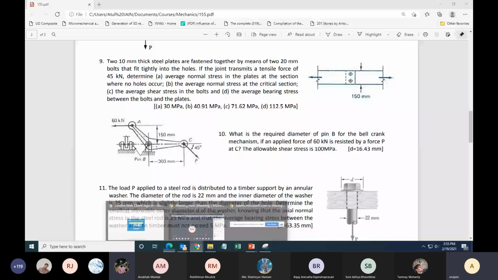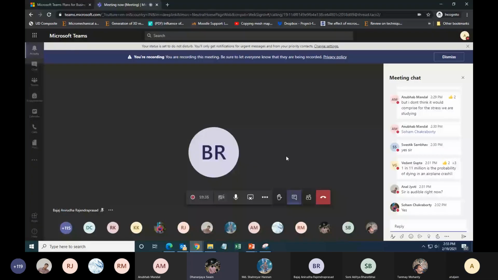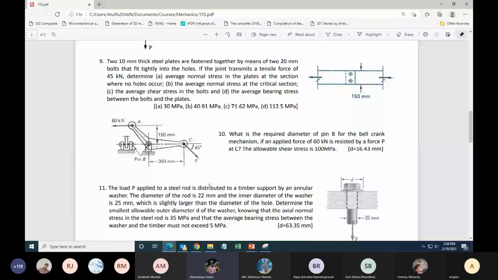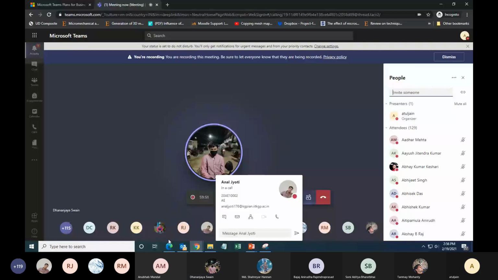Sir, in ninth number, what is meant by shear stress on the bolt? Shear stress on the bolt. Yes, it is F divided by the area, pi r square. In the bolt, that's how we calculate, no? Shear stress.